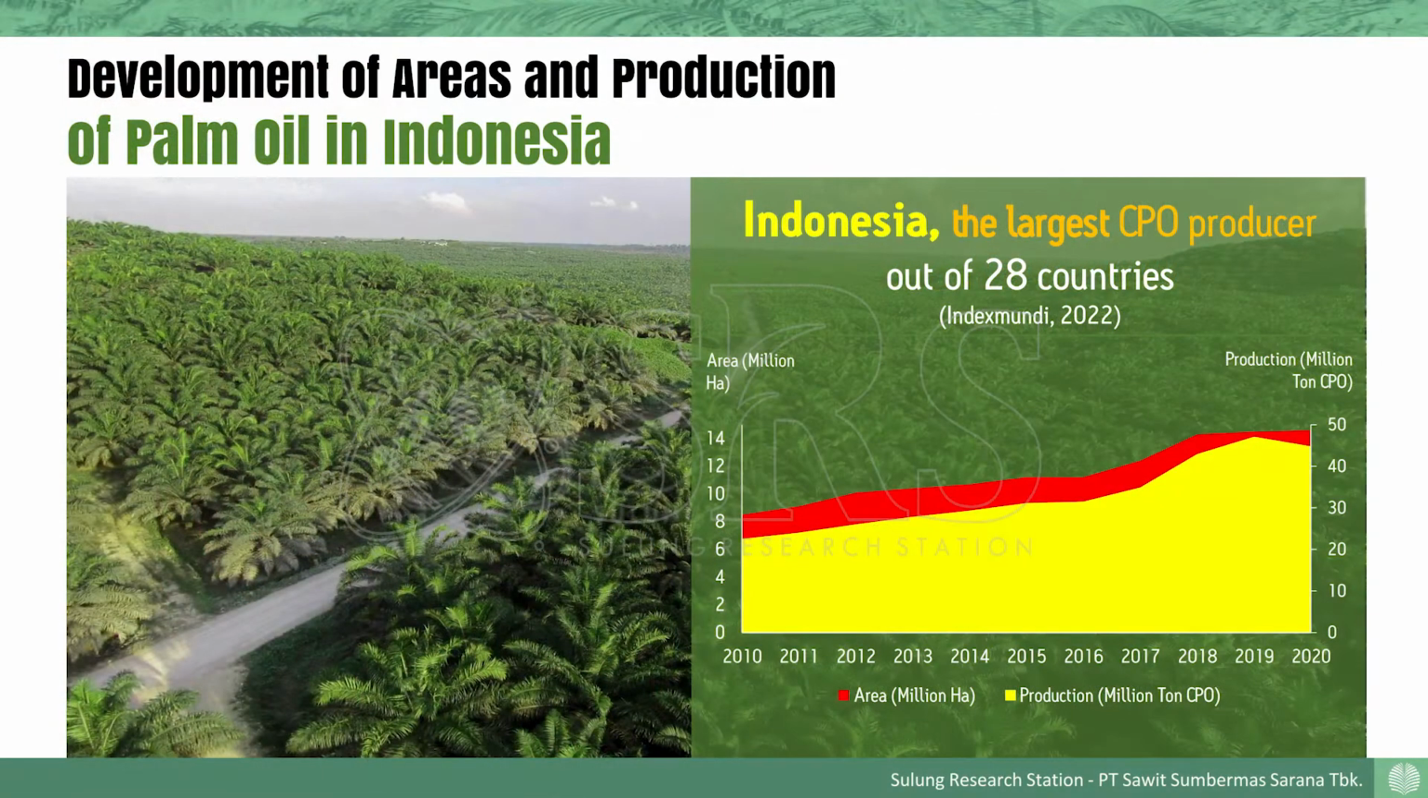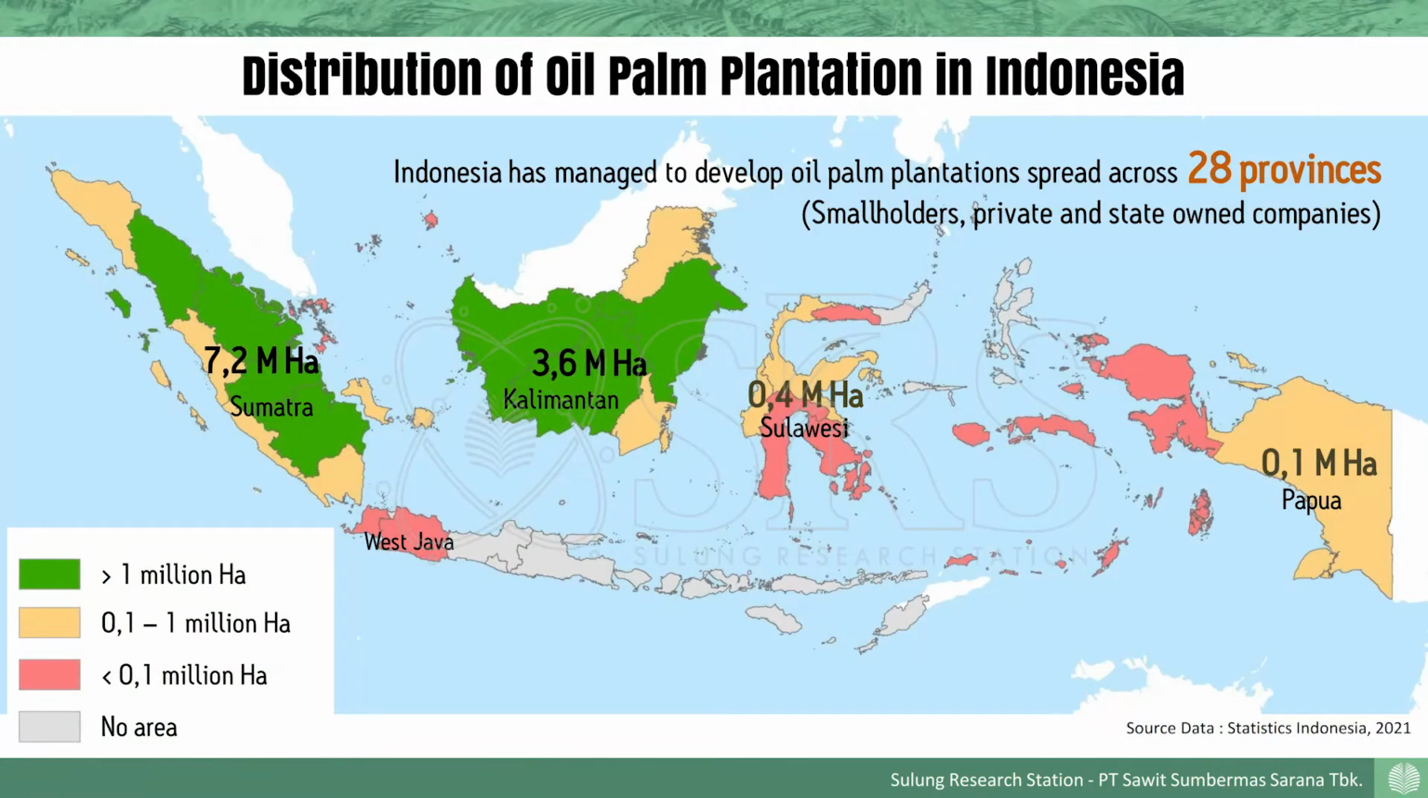As we know, Indonesia is the largest crude palm oil producer in the world. The rapid expansion of crude palm oil production happened in 2016 to 2019, and the plantation area still increased after that year. The plantations in Indonesia spread across 28 provinces, including smallholders, private and state-owned companies.